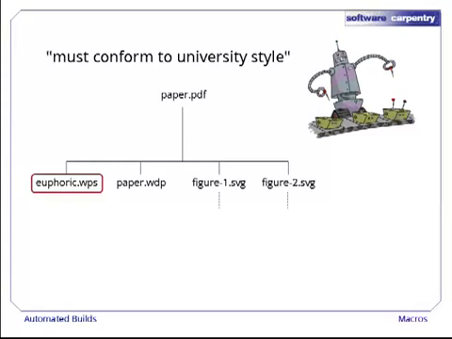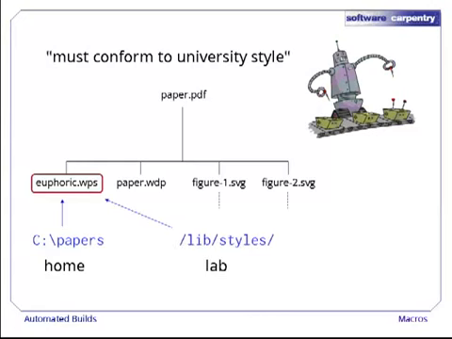Here's the problem. On our laptop, that file lives in c:/papers. On the machine we use in the lab, though, it's in /lib/styles. Now, we could create a directory called /lib/styles on our laptop and put a copy of euphoric.wps there. But there's another problem coming up fast behind us here on the highway of life.